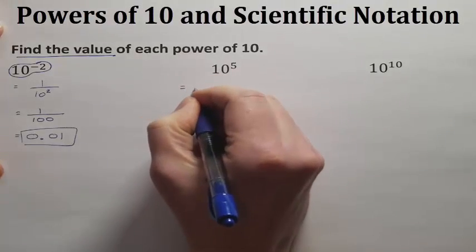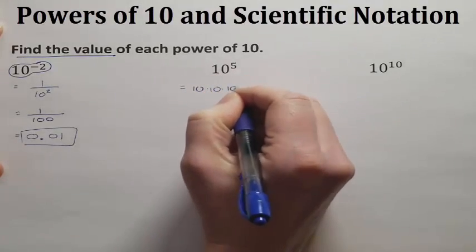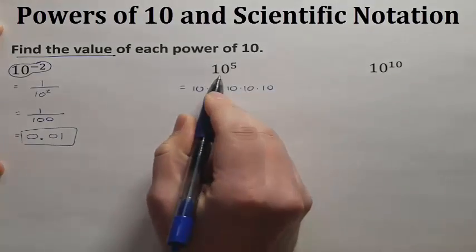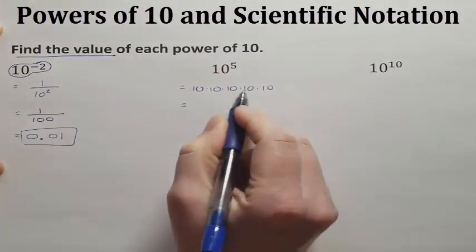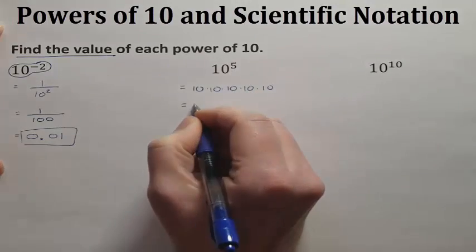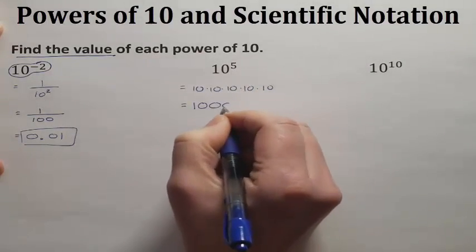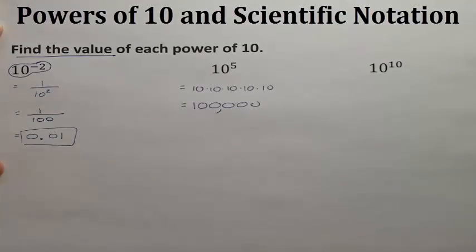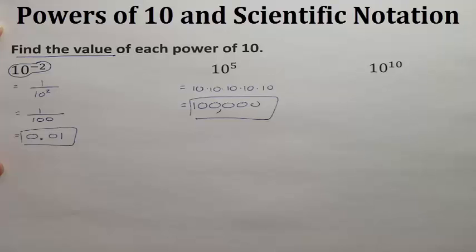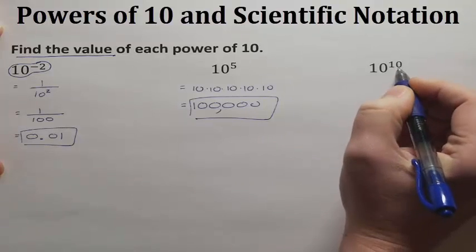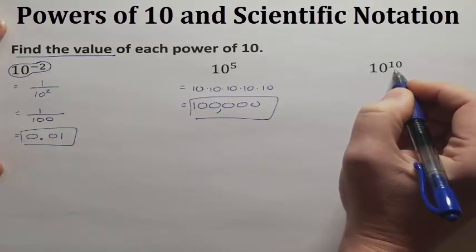10 to the fifth power means 10 times 10 times 10 times 10 times 10. 10 is multiplied together 5 times. If you know your tens trick, that means we have 5 zeros. So 1, then 1, 2, 3, 4, 5 zeros. So it's 100,000. A positive power means I have a number bigger than 1.